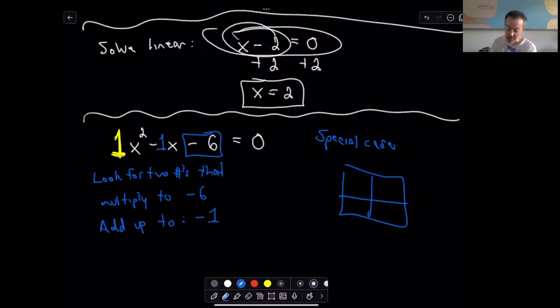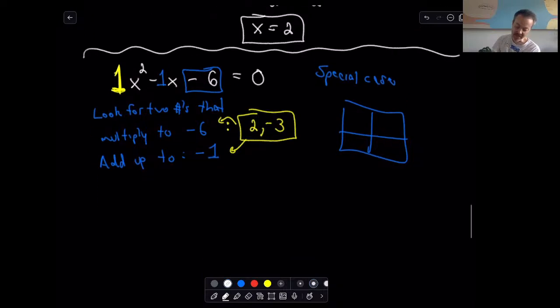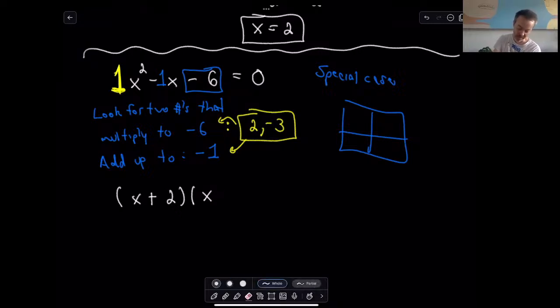So can I think of two numbers that multiply to -6 but add up to -1? How about +2 and -3? I think those two numbers would fit the bill. If I multiply those, I get -6, but if I add them, I get -1. And that tells me how to factor, because now we'll have x minus 2, and then x plus 2.